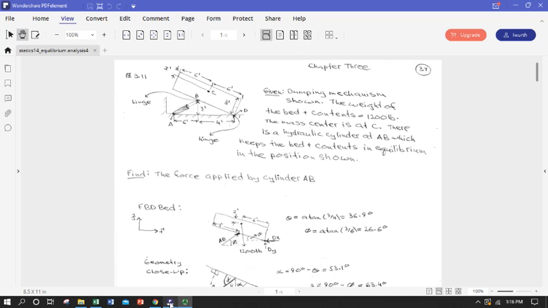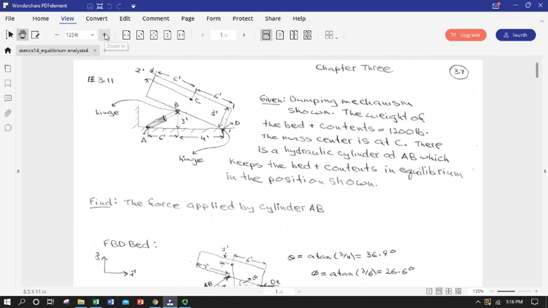Welcome to Engineering Statics. This is ENGR&214 at Bellingham Technical College. We are continuing in our lectures now with more examples of equilibrium analysis.